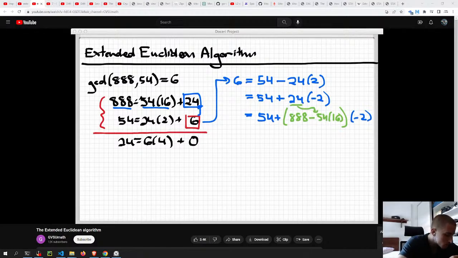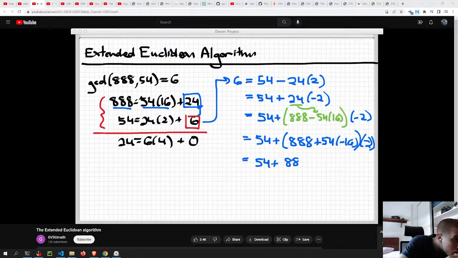Now let me simplify some of the math here and explain what happens. Okay, so I have 54 in here. Inside the parentheses, I'm going to do what I did a little earlier and say this is 888, and not subtracting 54, but adding 54 times a negative 16. And the whole group there is multiplied by minus 2. Now if I distributed that minus 2 through, I have 888 times minus 2, and then I have to multiply to here as well. So that would be 54 times negative 16 times negative 2, which is positive 32.